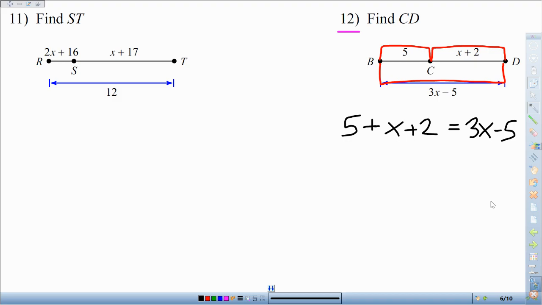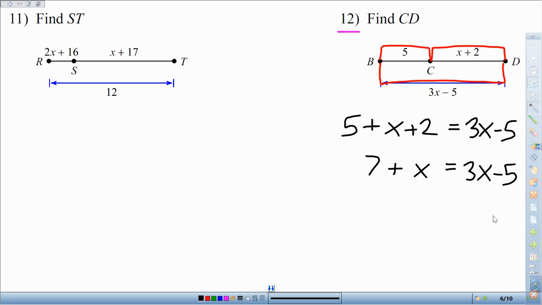Okay, so kind of going through the list, I don't see any distribution. Moving on. Do I have any like terms I can combine on either side? And yeah, I have the 5 and the 2. Those are like terms. I can add those together. So 5 plus 2 gives me a 7. I'm going to bring down this positive x. On the right, there's no like terms to combine. I'm just bringing this down.